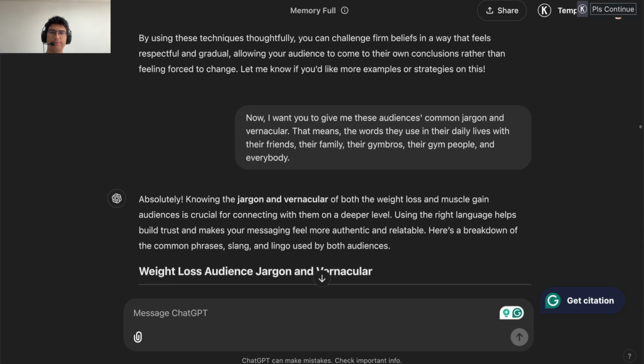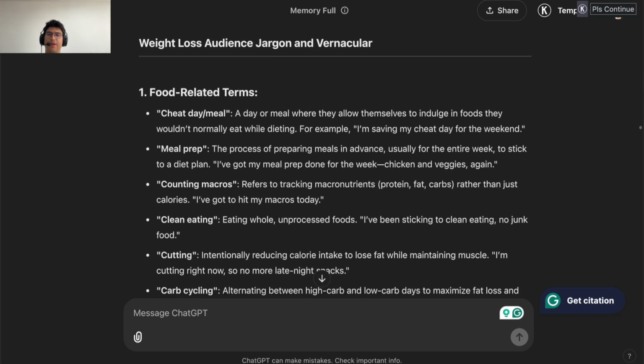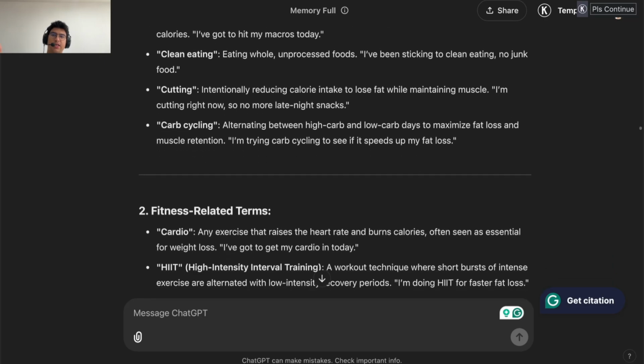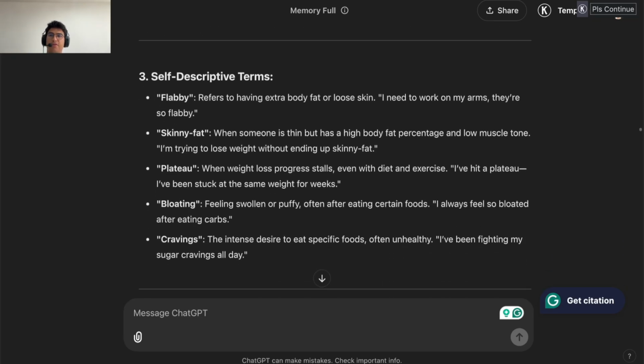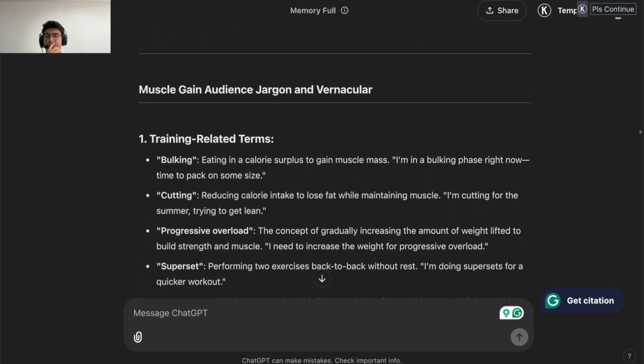Now the next part would be, something I forgot to mention, but you need to communicate in your target audience's language. You need to understand their common jargon, their vernacular, the words that they use. So that's what I'm asking ChatGPT right here. Give me this audience's common jargon and vernacular. That means the words they use in their daily lives with their friends, their family, their gym bros, their gym people, and everybody. And here are the words: cheat day meal, meal prep, counting macros, clean eating, cutting, carb cycling, cardio, HIIT, fat burn zone, toning, sweat sesh, flabby, skinny fat, plateau, bloating, cravings. Bro, you're gonna find it all here. I'm telling you, these prompts are insane.